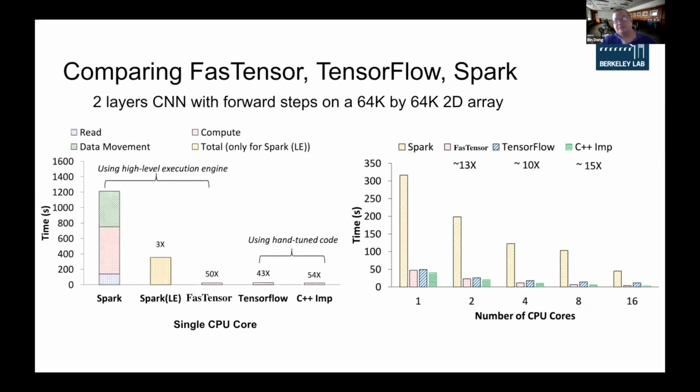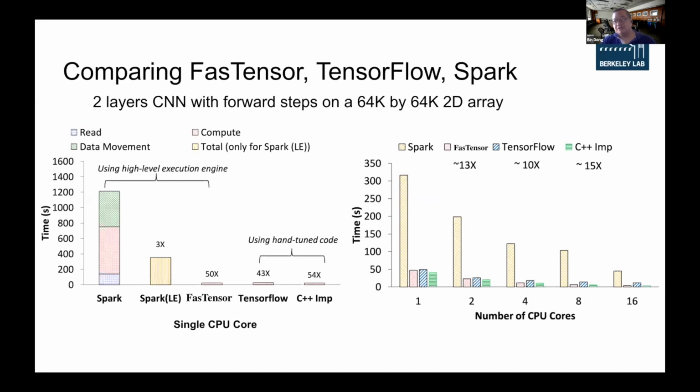Okay, that's some applications. I will briefly go through some performance numbers compared with some other systems. Here I take a two-layer convolutional neural network as a workload, and I only focus on the forward step, which is one of the most expensive ones. I run this analysis on a very large two-dimensional array. I compare FasTensor with TensorFlow, Spark, and a C++ implementation. For the C++ implementation, I write my own C++ code and try my best to tune it.